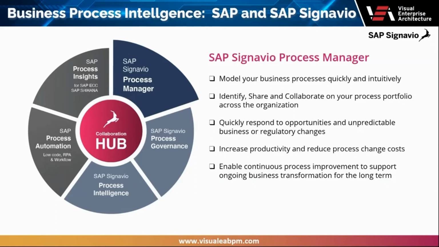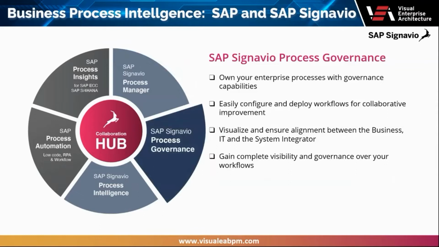With SAP Signavio Process Governance, you can really own your enterprise processes. The service and solution capabilities provided by SAP Signavio enable you to deploy workflows and easily configure collaborative improvement. You can actually visualize and ensure alignment between the business, IT, and your system integrator, or your internal SAP teams if need be as well. This allows you to really gain visibility into the ownership of processes and how they're being reviewed and approved throughout the entire transformation lifecycle.